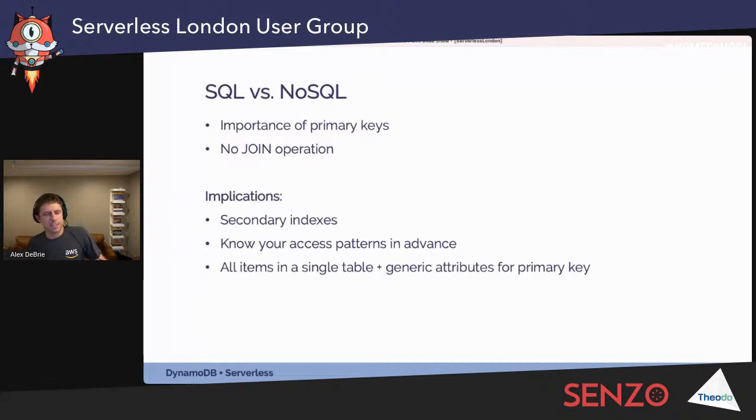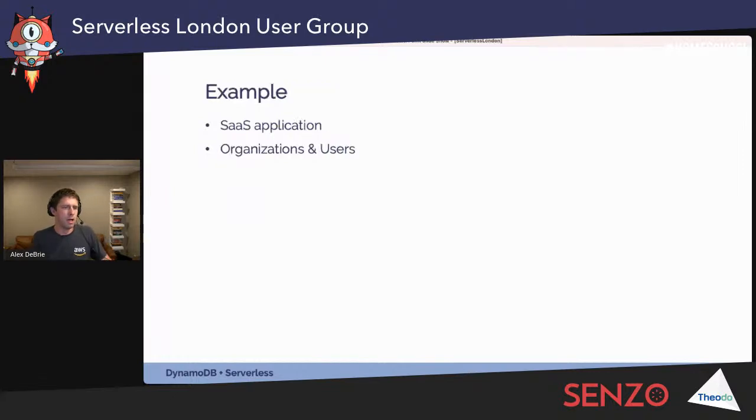The third implication, and this is where people really start to get thrown, is you're often going to put all your items into a single table and use generic attributes for your primary key. If you've heard about something called single table design with Dynamo, this is exactly what we're talking about here. Again, it might throw you for a loop. The examples I've done before haven't used single table design, so now we're going to walk into it, hopefully gently, so you get a sense of what's going on here.